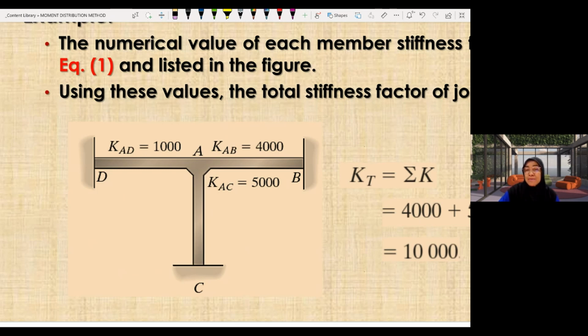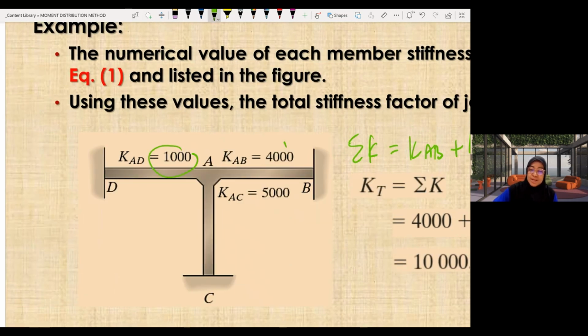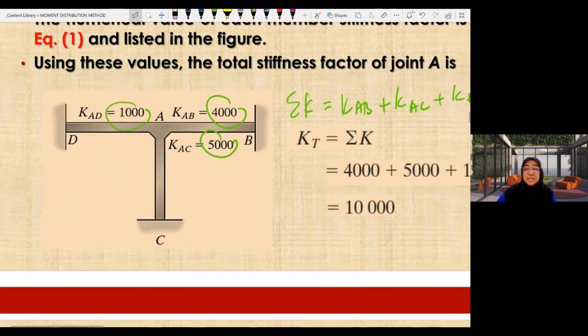So we have to identify the joint stiffness. Okay, joint stiffness at A. At A means KAB plus KAC plus KAD. Is that total K or joint stiffness? Joint stiffness refers to A, and it is KAB plus KAC plus KAD. We get from this the total K at joint A, and the total is 10,000.